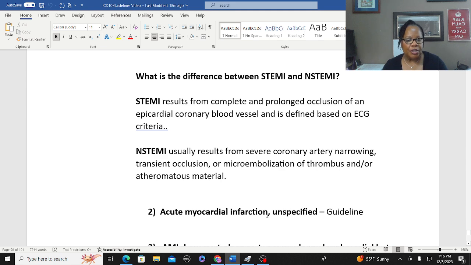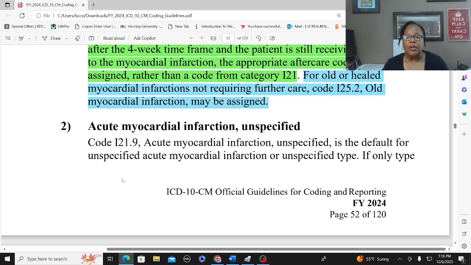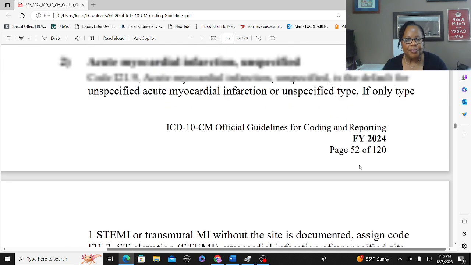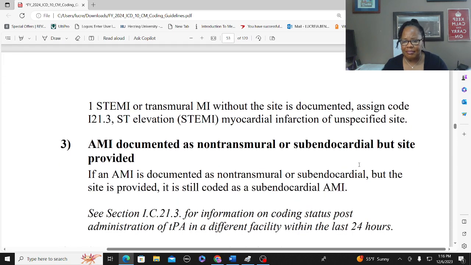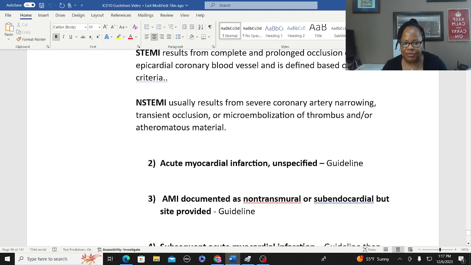Yep. Number 2, acute myocardial infarction unspecified. Code I21.9, acute myocardial infarction unspecified, is the default for unspecified acute myocardial infarction or unspecified type. Now, if only type 1 STEMI or transmural MI without the site is documented, assign code I21.3, ST elevation myocardial infarction of unspecified site. So make sure I covered everything from number 2. Yep, just from the guideline.